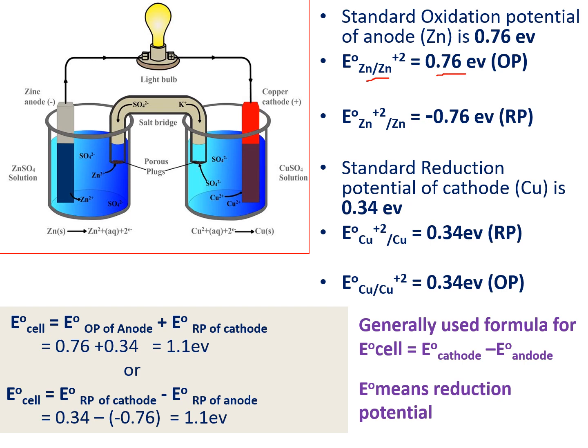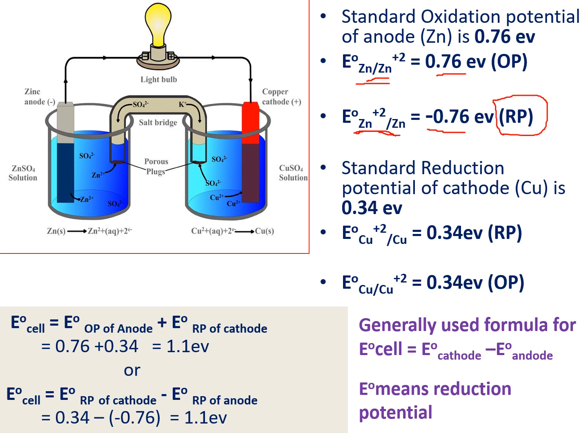But I want to write the reduction potential of the same metal. That's why I am converting Zn plus 2 to zinc. If Zn to Zn plus 2 is oxidation, then Zn plus 2 to zinc is reduction. So to write reduction, just put a negative sign before the 0.76. It becomes the reduction potential.